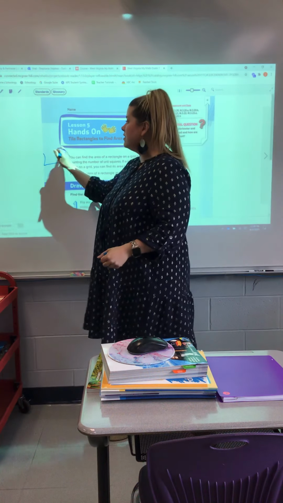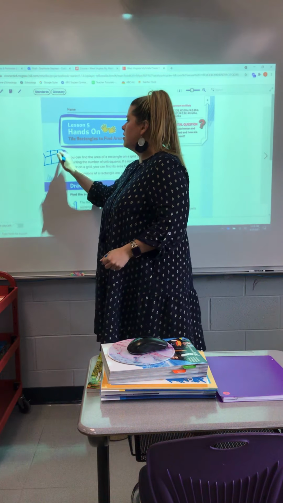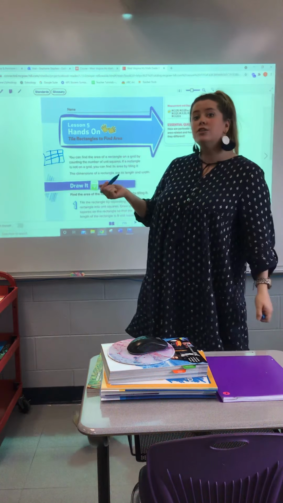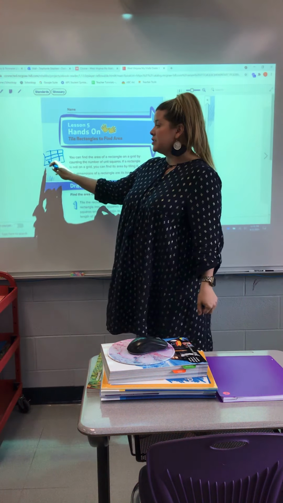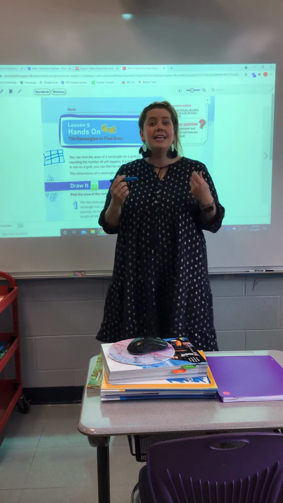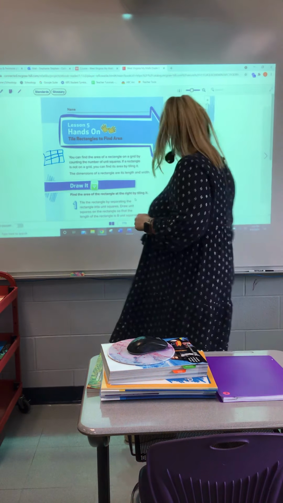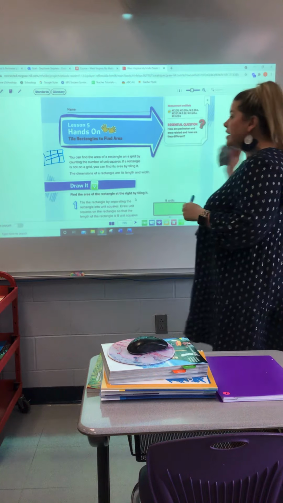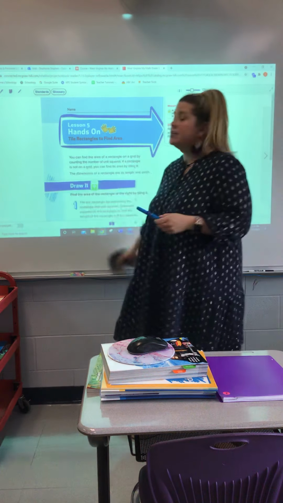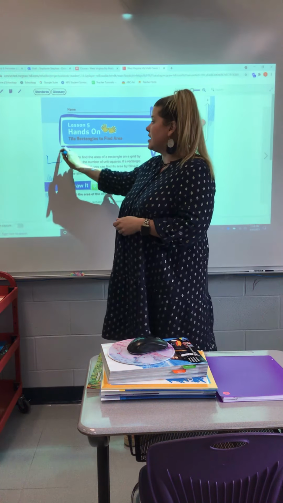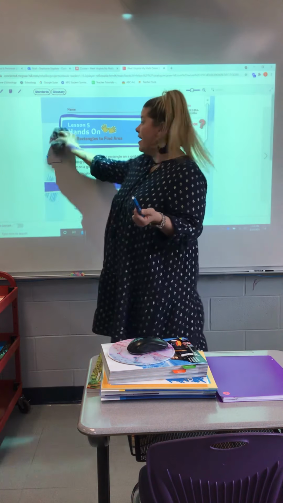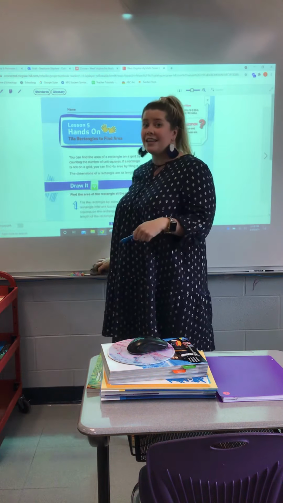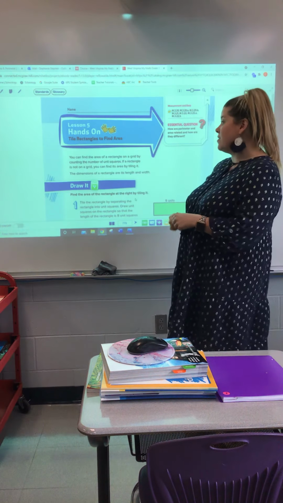So remember, unit squares are how many squares are inside of a shape that don't overlap. So this one has 1, 2, 3, 4, 5, 6, 7, 8, 9 unit squares, okay? If a rectangle is not on a grid, so that means if you have a shape like this that doesn't have squares in it, you can do it yourself. And that is called tiling. And that's what we're gonna practice today, okay?